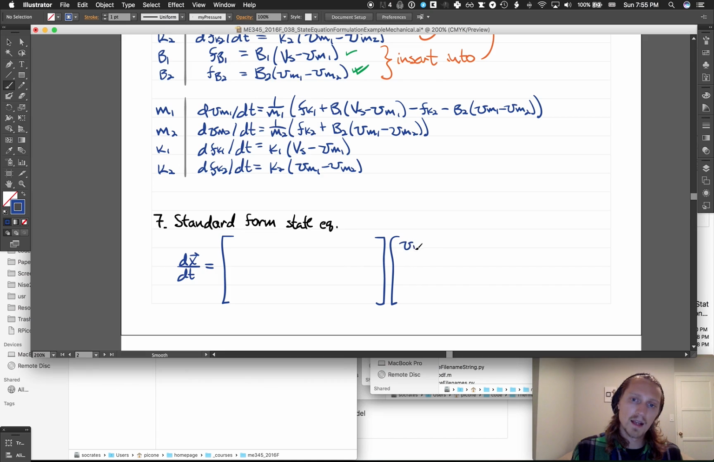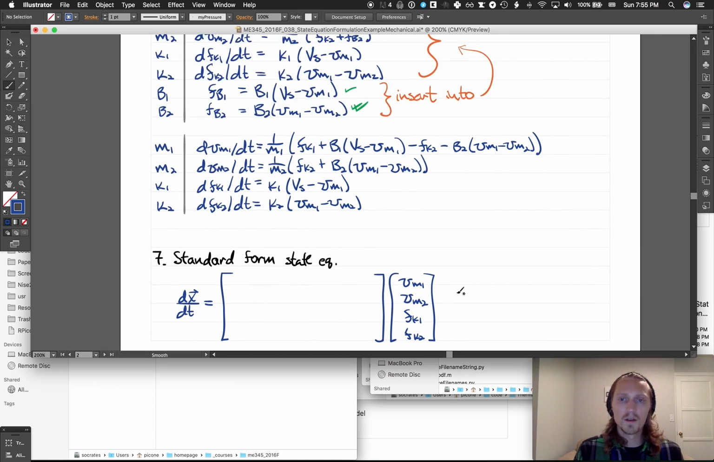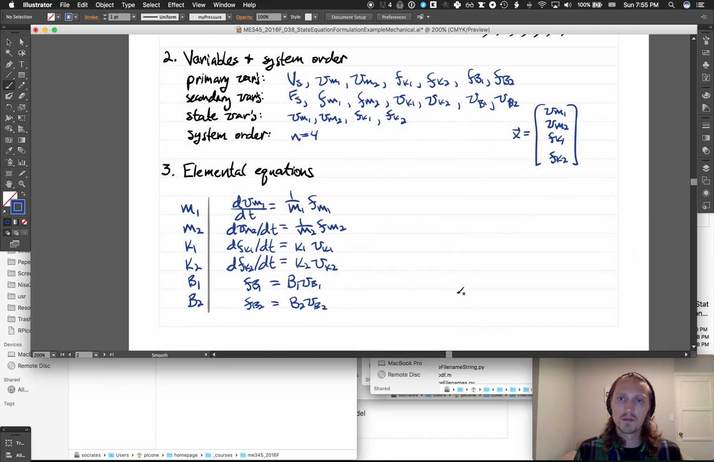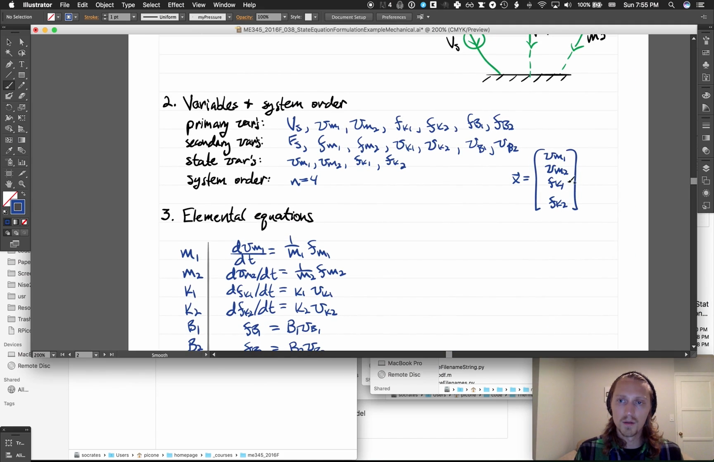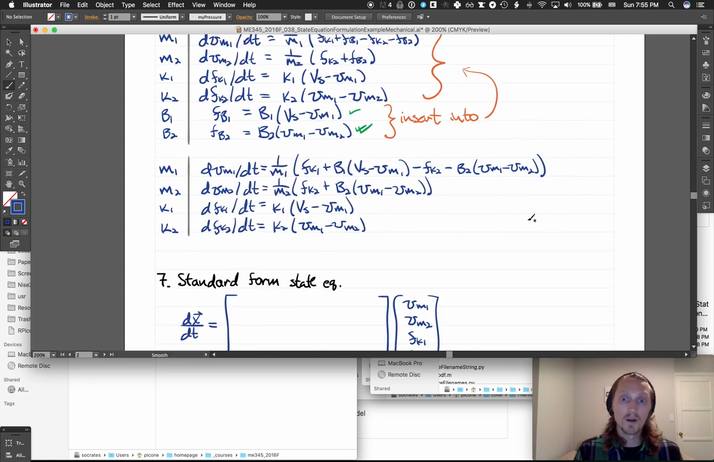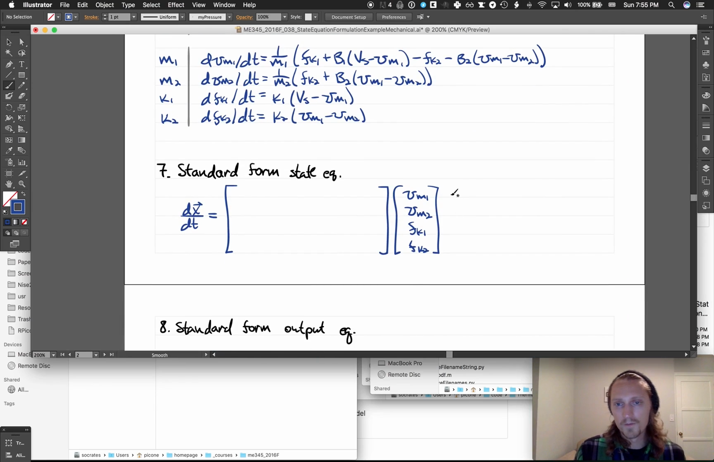We said that x was vm1, vm2, fk1, fk2. I'll scroll up so that you can recall where we did that. We did that up here. We defined our state vector, or our state vector valued function, right?